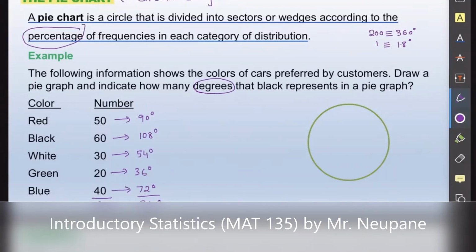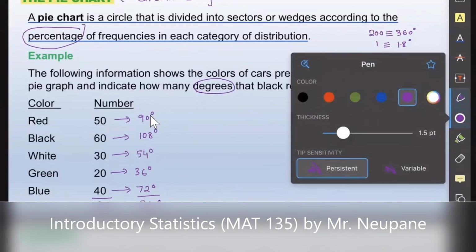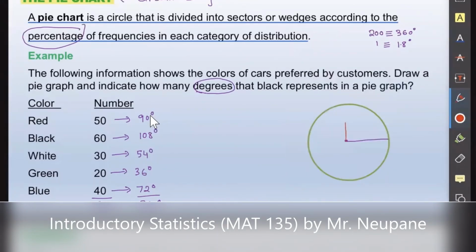So what you'll do is, after we have all these degree values, go to the center of the circle and draw the radius. Now the first one we have is the red color. Red is 90 degrees. So you are going to mark approximately 90 degrees in your circle. Do you think this is 90 degrees? Yes. And this represents red, 90 degrees. You can beautify, you can shade, you can do whatever you want. Just make it beautiful. Okay, that is red.